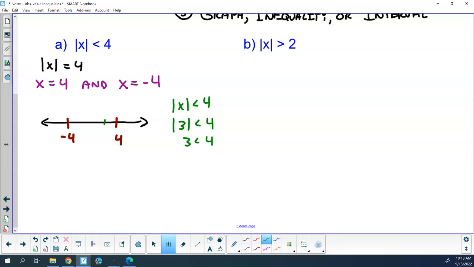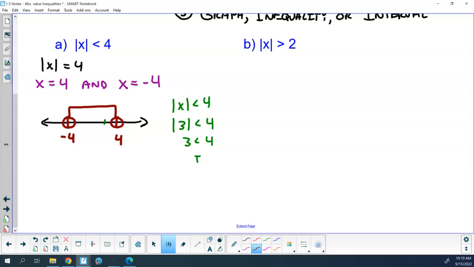Is 4 bigger? Yeah, 4 is bigger. So that's a true statement. So that tells me then that I would have open circles here and here, and I would have to be in that range. Now, if I pick a number outside of that range, let's say 10. 10's over on the outside on the right. If I plug 10 into the absolute value of x is less than 4, the absolute value of 10 is 10. 4 is not bigger than 10. That's a false statement, so I can't be over there.